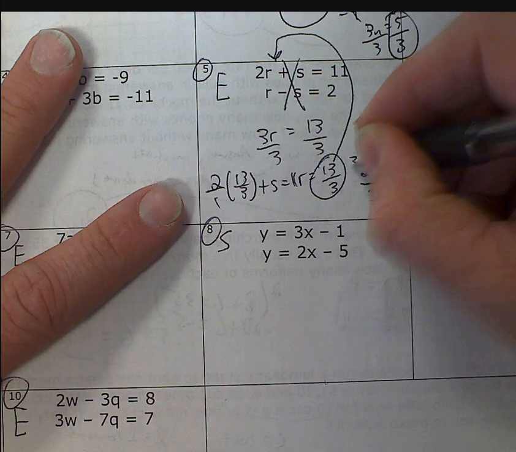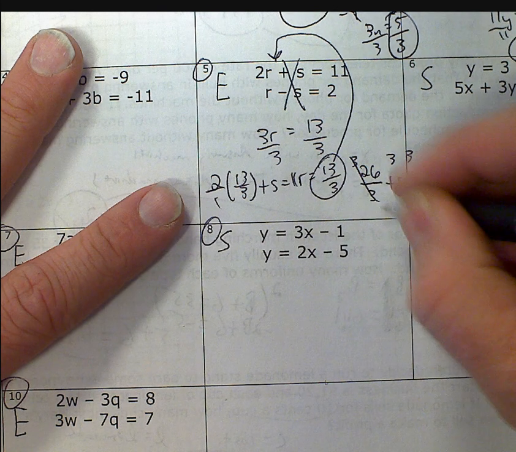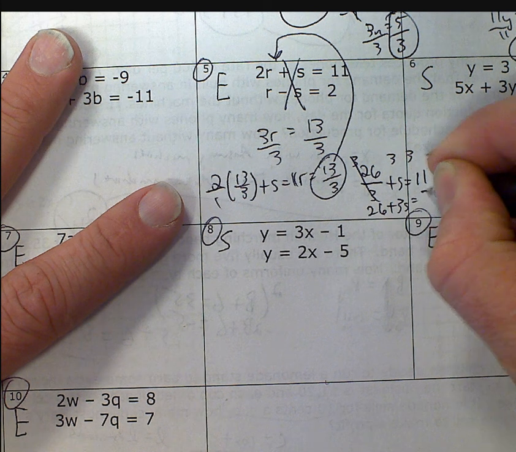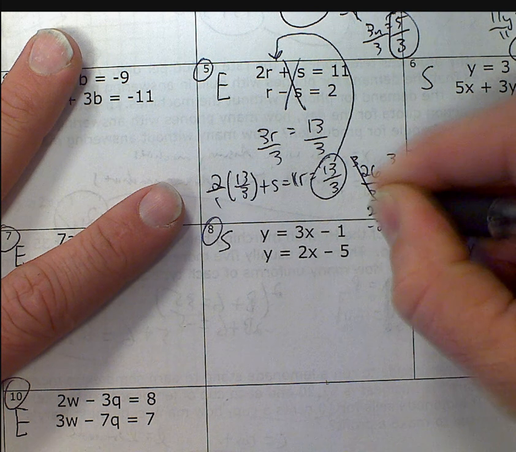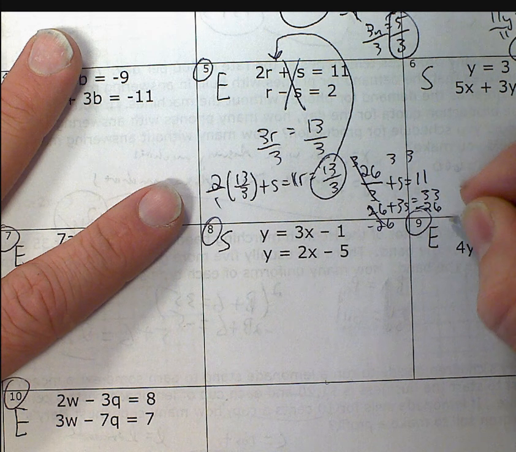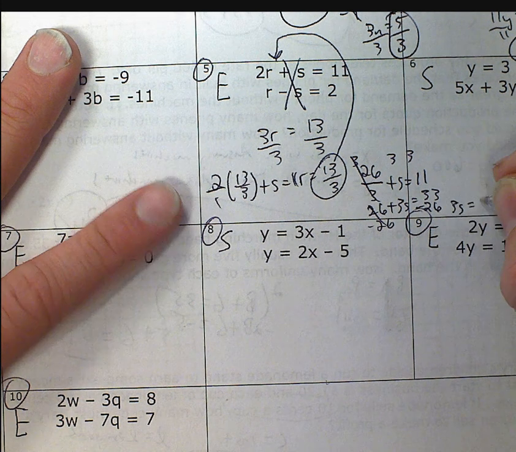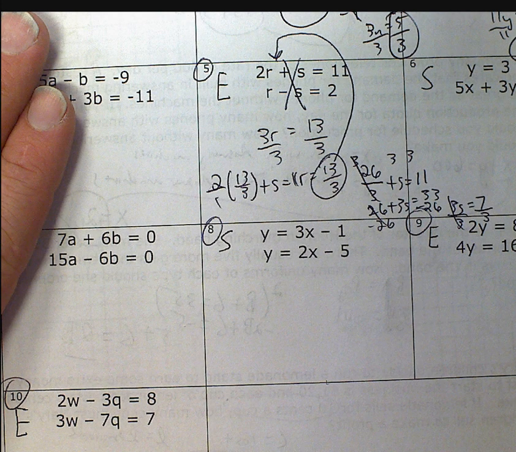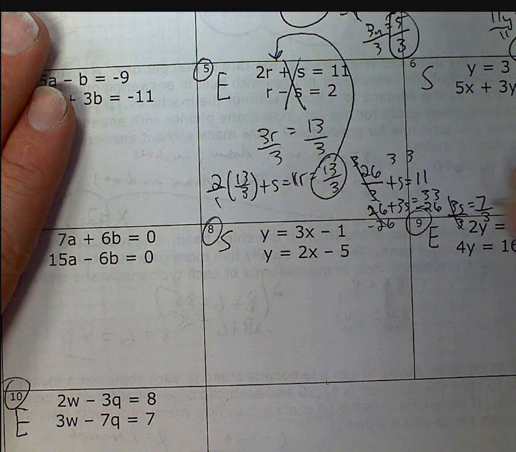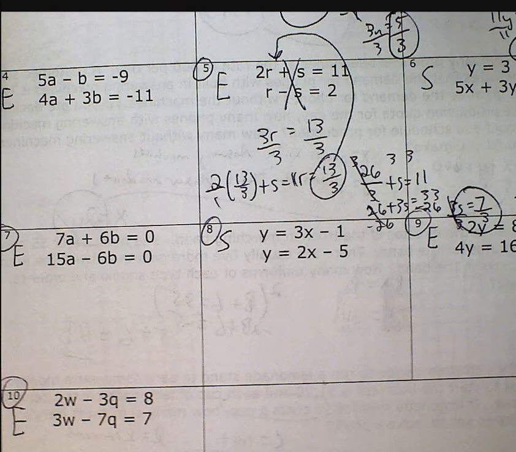I'm going to multiply everything by 3. 26 plus 3S equals 33, minus 26. That gives me 7, so 3S equals 7. Divide by 3, and I have S equals 7/3.